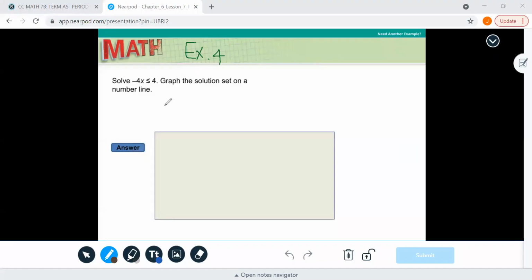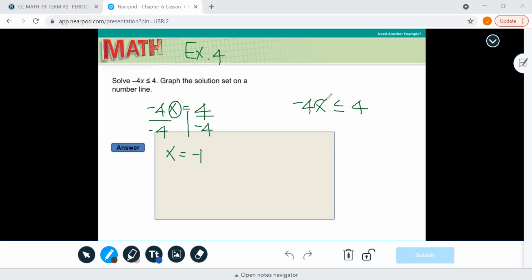Okay, so let's take a look at more example problems, EX4. So let me write the equation here and the inequality here. So we go ahead and solve the equation first. Divide by -4 on each side. So X gives you one solution, which is -1.